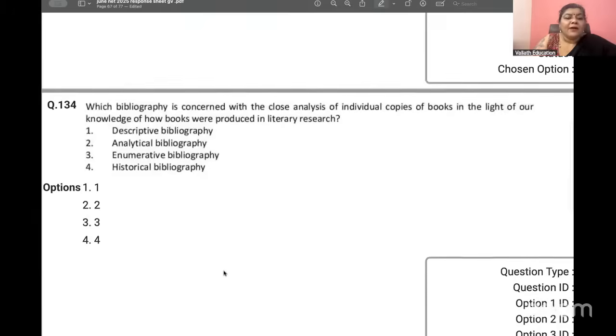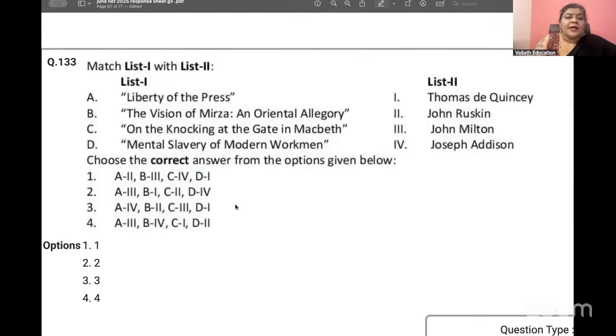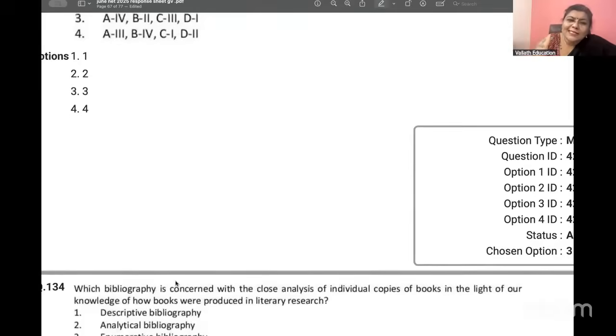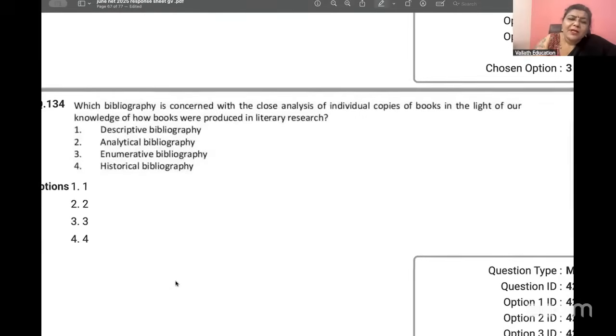Okay. Next question. Nothing you know. On the knocking at the gate in Macbeth, De Quincey. C1. Only one C1 option is there. Got it. You call this a difficult exam.